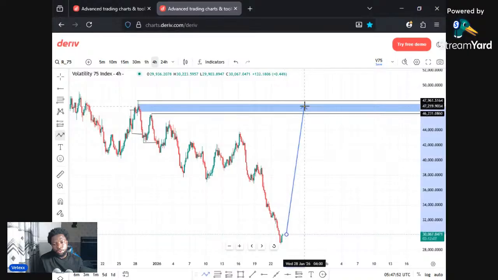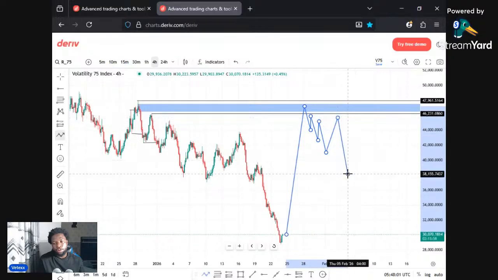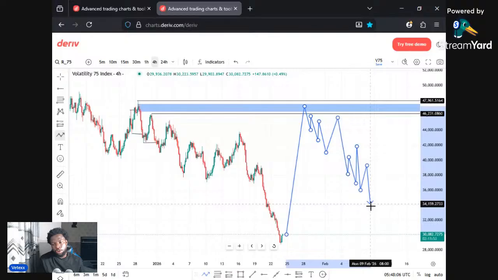So we anticipate price to start giving us continuation like this once it taps into our point of interest. Sell, take out the target, give us another one, come into the POI, take out the target, give us another one.